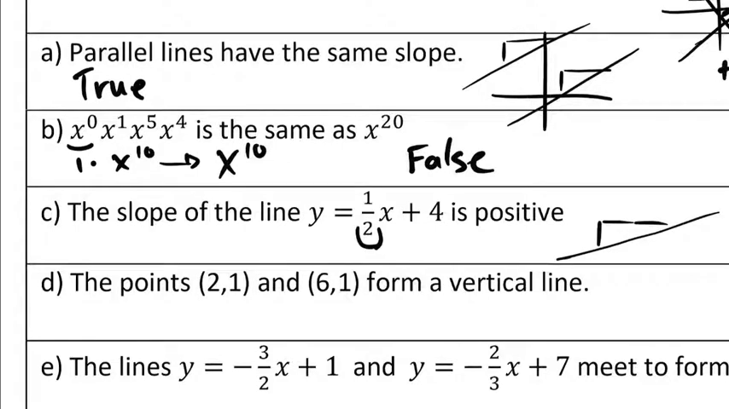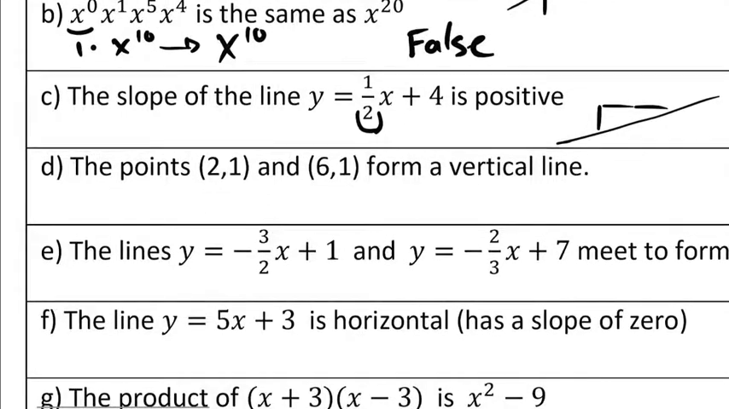Next, the points (2, 1) and (6, 1) form a vertical line. So if I was to just quick sketch here, (2, 1) would be over 2, up 1, and then over 6, and then up 1. Well, when I look at that, this line formed is not a vertical line. This is a horizontal line. These two points together are horizontal.